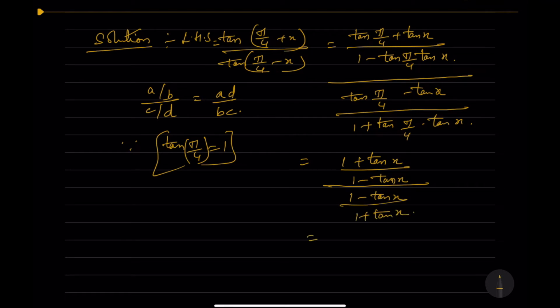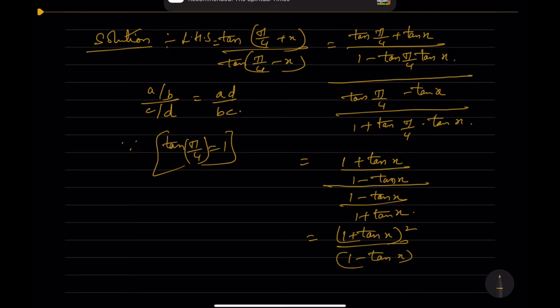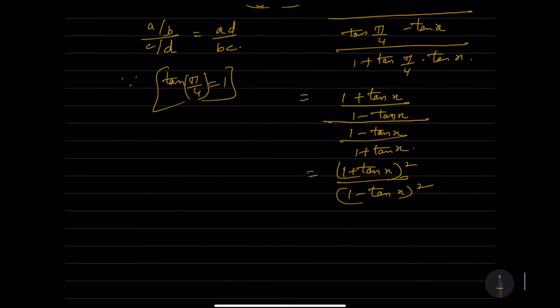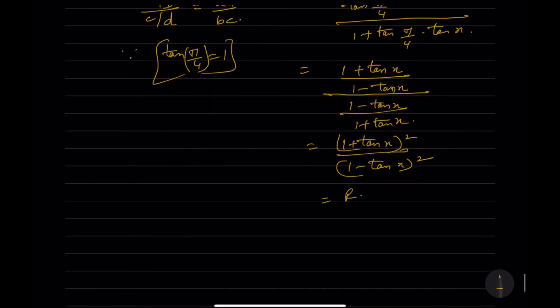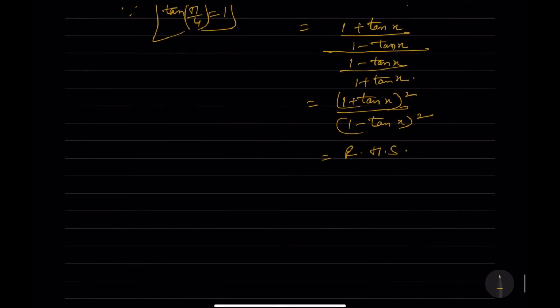So now you know that a/b divided by c/d is equal to ad/bc. So you can write this as (1 + tan x) whole square by (1 − tan x) whole square. And this is nothing but it is equal to RHS. Therefore LHS is equal to RHS.